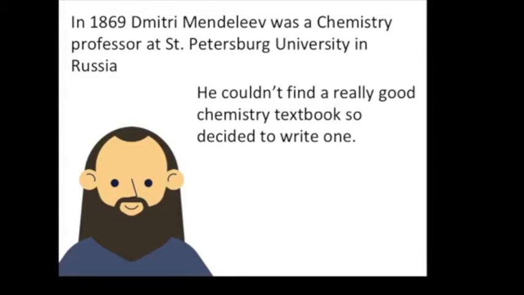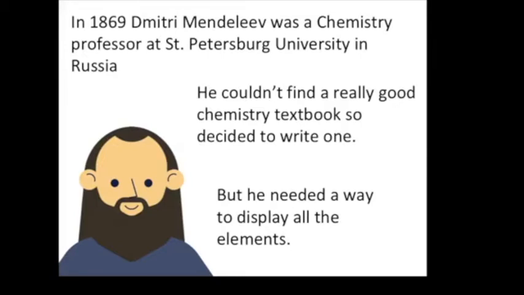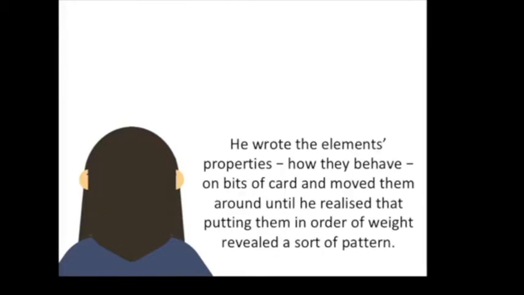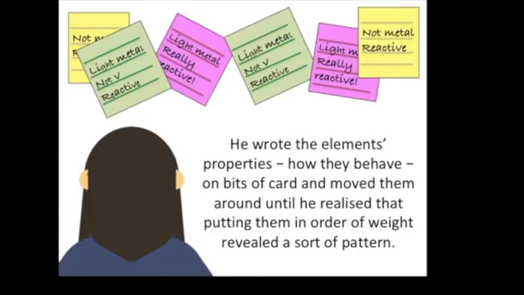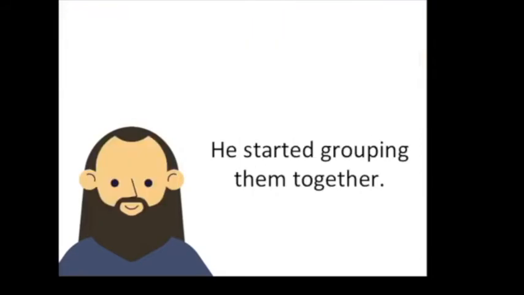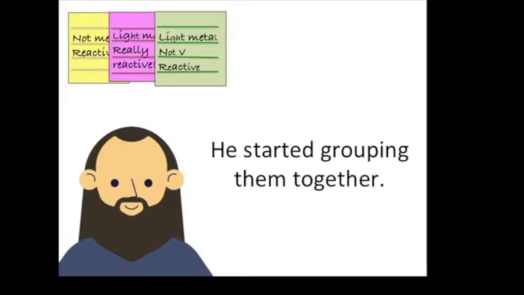He was a very hard-working chap. He wanted to write a chemistry textbook because he couldn't find any good ones. He thought, I'll just write one for my students. But he needed a way to display all the elements. So he wrote all the elements' properties, that just means how they behave, like melting points or whatever, on bits of card, and he moved them around until he realised that if you put them in order of weight, you did get a sort of pattern. So he started grouping them together.